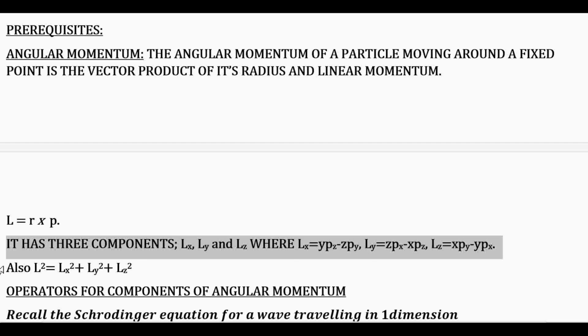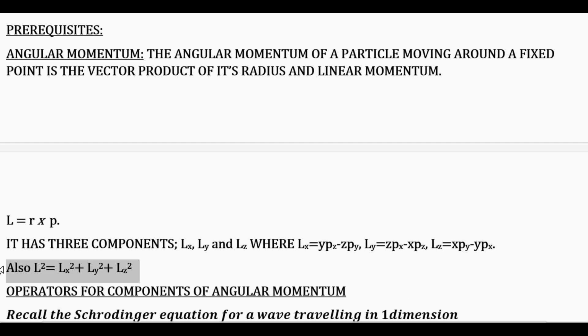Now there is one important property of angular momentum that also I think you should keep in your mind, and it is L square, that is the square of the angular momentum, is equal to Lx square plus Ly square plus Lz square. Immediately this property may not be very important to you, but as the lectures progress, you will understand that this equation will help us in making many other important derivations.